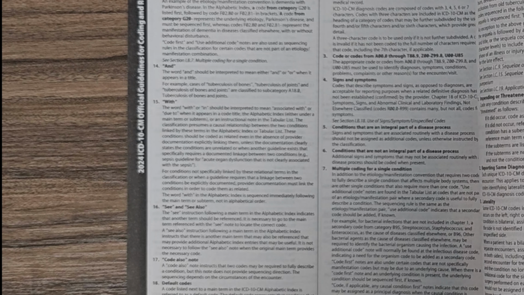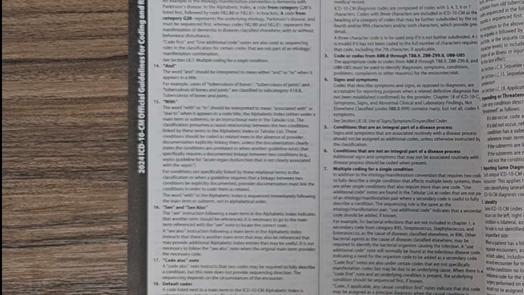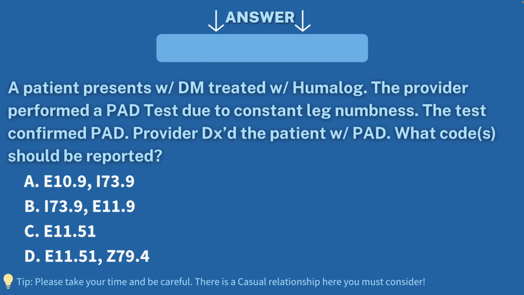The classification presumes a causal relationship between the two conditions linked by these terms in the alphabetic index or tabular list. These conditions should be coded as related, even in the absence of provider documentation explicitly linking them, unless the documentation clearly states the conditions are unrelated or when another guideline exists that specifically requires a documented linkage between two conditions.